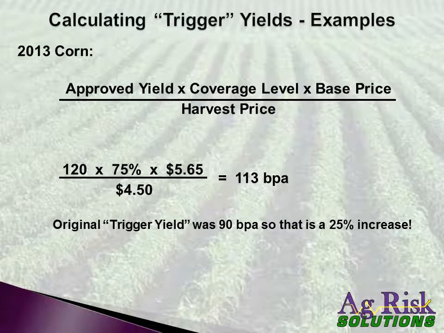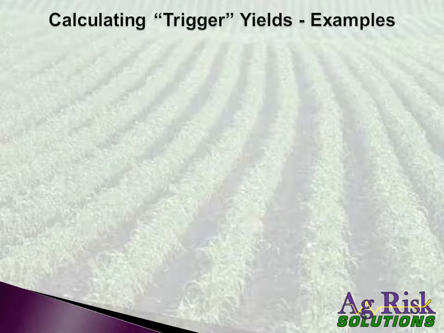And it's interesting to note that the original trigger yield here, if prices hadn't dropped, was essentially 90 bushel per acre. So what's happened here is you now have a 25% increase in your trigger yield or your guaranteed yield because the prices dropped between spring and fall.